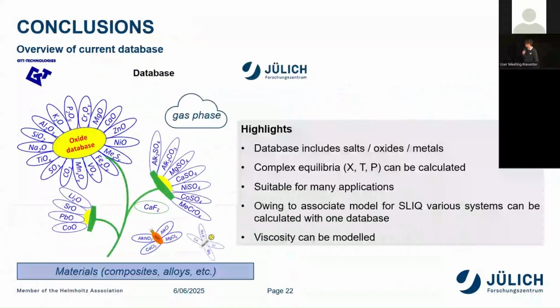All of these systems have been added to the GT-OX database now, enhancing the thermodynamic description and predictions of this database. Finally, an overview of the materials contained within our database can be seen here. Over the past years, the database has grown quite considerably, expanding the information on oxides while also including new materials such as salt and metal species. Due to this, complex phase equilibria can be reliably calculated, even when the experimental data is missing. Additionally, using the SLIC model, various systems can also be calculated all within the one database.